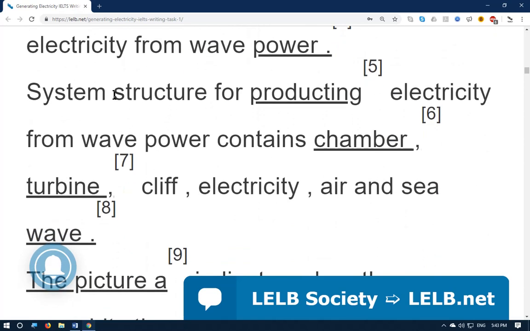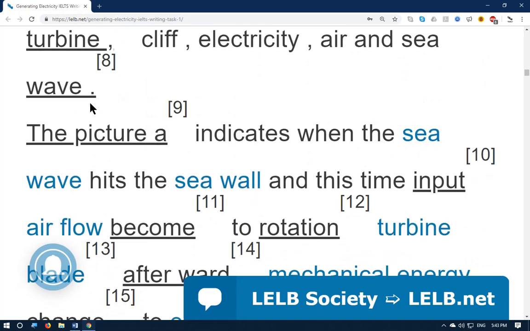System structure for producing, it must be producing. Okay. Electricity from wave power contains chamber, the same mistake. There should not be any space here. Turbine, cliff, electricity, air, and sea wave. I'm not going to repeat or repoint to the repeated mistakes.